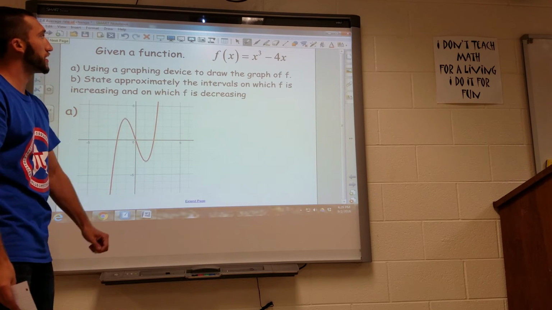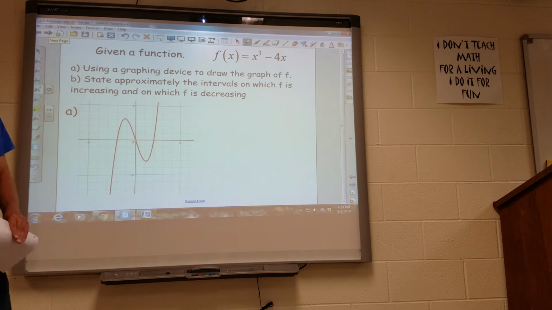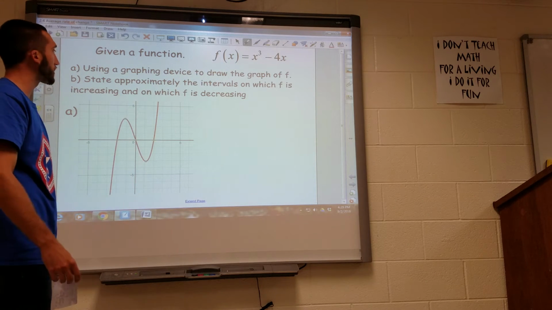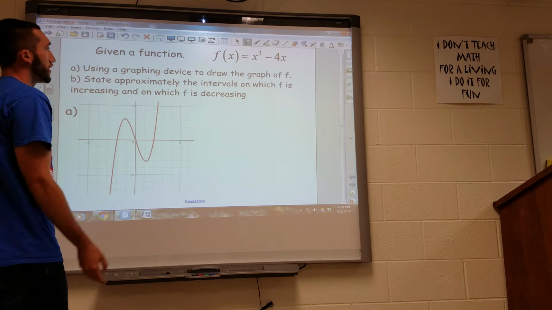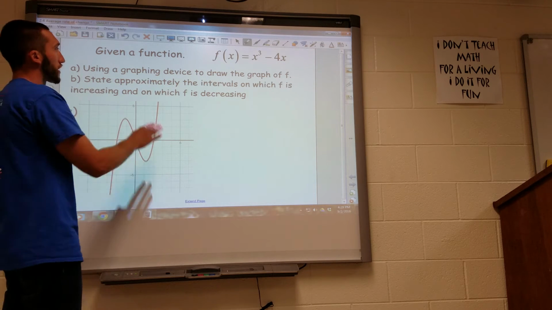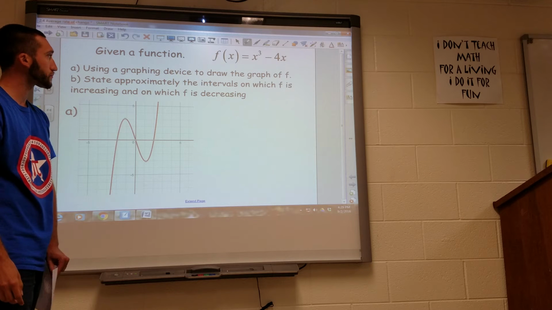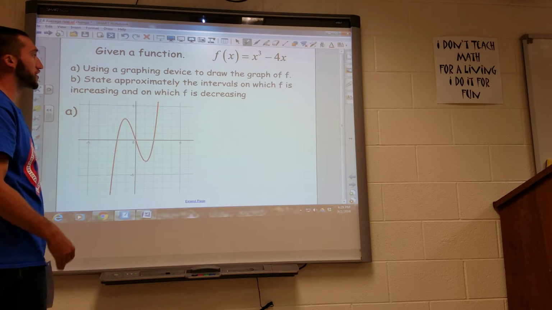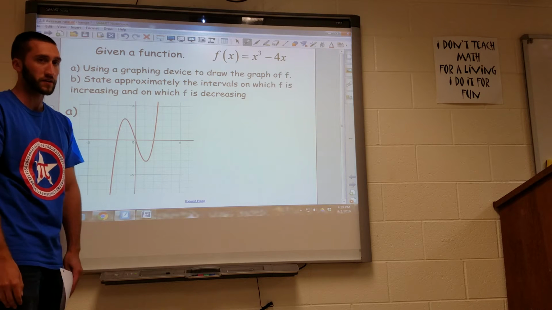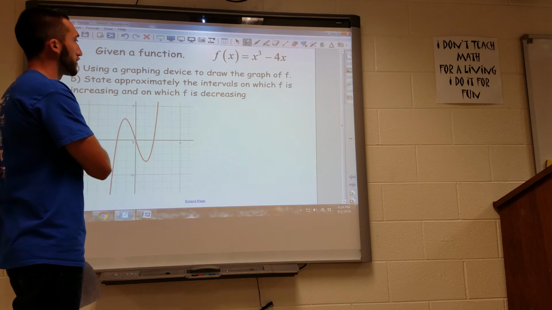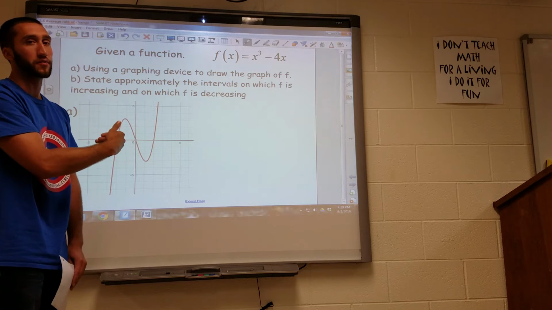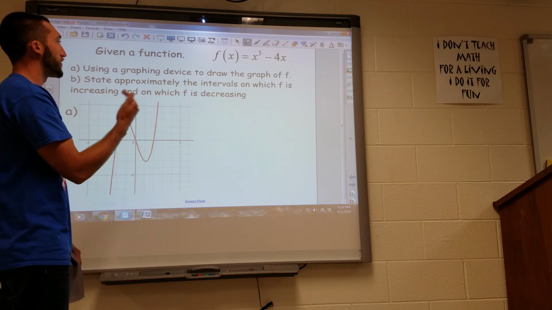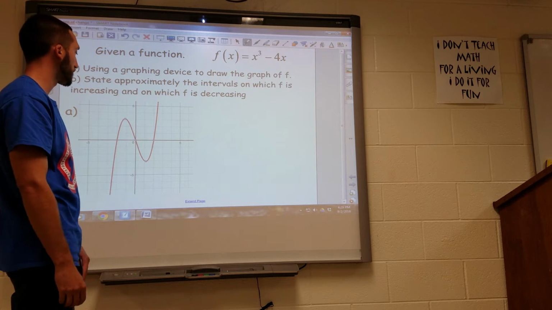Let's do the next example. Here they've given us the function f of x equals x cubed minus 4x. They first want us to graph the function using a graphing device, and then state approximately the intervals on which f is increasing and on which f is decreasing. So first I'm going to explain what increasing and decreasing means, and then I'll actually go into determining how we can find the intervals on which it's increasing and decreasing.